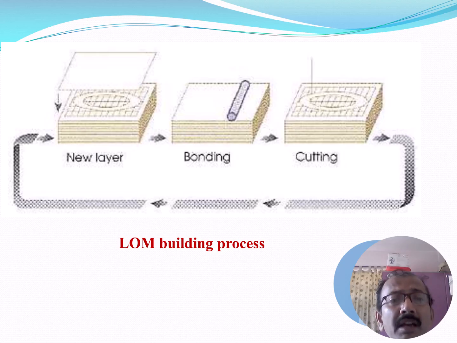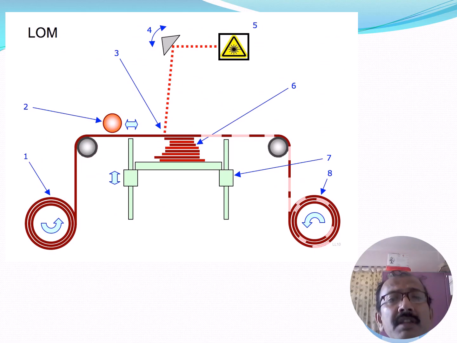So in the same diagram, this is the new layer and this is the bonding with the help of the heated roller passing through this, and after cutting, it will look like this. So if you see the diagram, the excess material will be pulled with the help of this roller, and this is the supply roller. The material will be supplied, and this is the heated roller, and this platform will gradually come down. This is the laser system, a carbon dioxide laser, that will cut as per requirement.